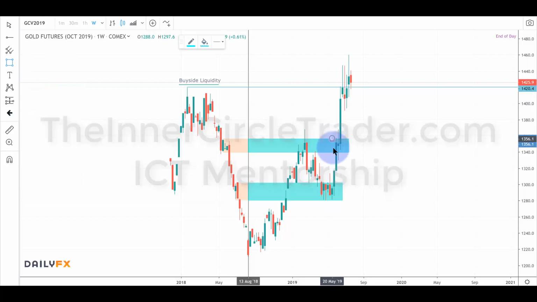Okay, so what I'm going to do is add one more rectangle in here to differentiate the areas on the lower time frame that we should be paying attention to. Okay, and that'll do it.